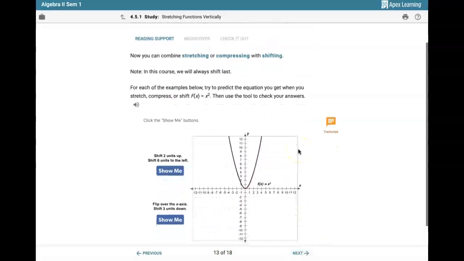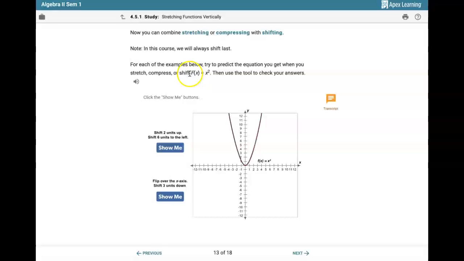Now we can combine everything we learned in the last unit in 4.4 with this new unit. So we can now stretch, compress, and shift all at the same time. If we look at our base function, x squared, we can shift 2 units up, 1, 2, and then shift 6 units to the left. So we should be able to do that now. Again, we add 6 because we're moving to the left inside our x squared component, and then we add 2 to the outside of the function because we are moving up 2.